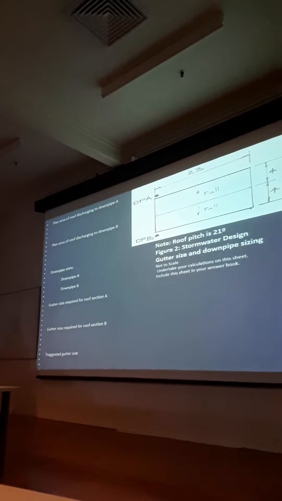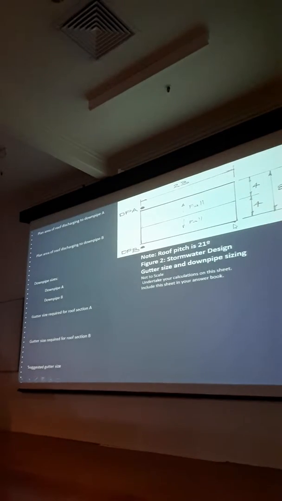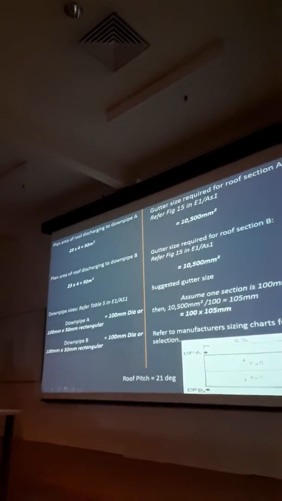We covered this the other day. We were looking at downpipe A and downpipe B. This is a gable roof form, 4 meters. Remember, it was plan area, and all the water discharging along these lines into these downpipes here. So quite simply, you calculate the roof area, and in this case they're both the same. The plan area to downpipe A was 92 square meters. The plan area of roof discharging into downpipe B was 92.